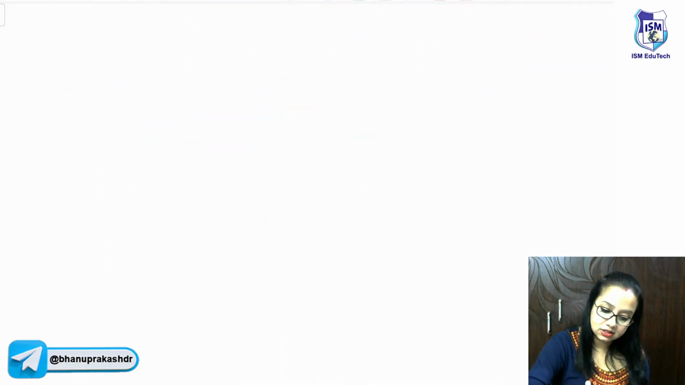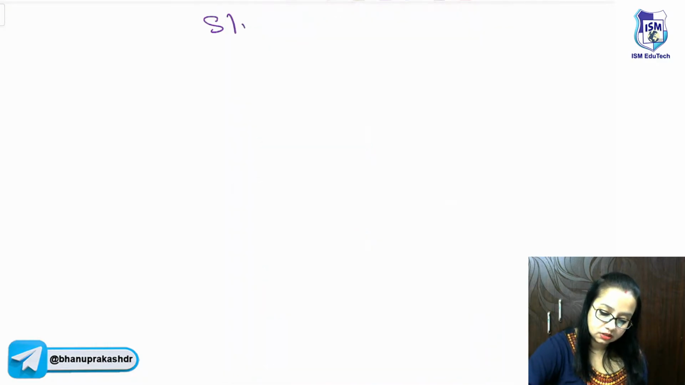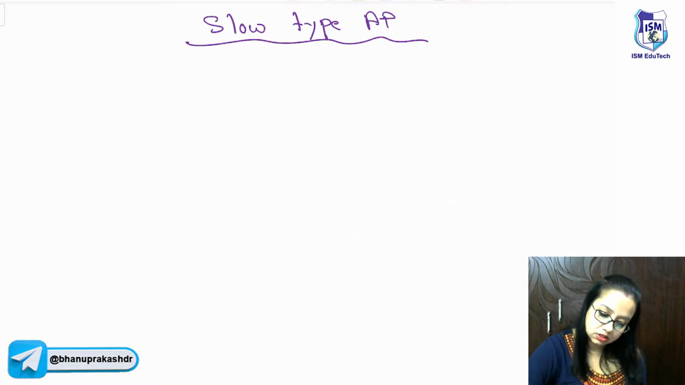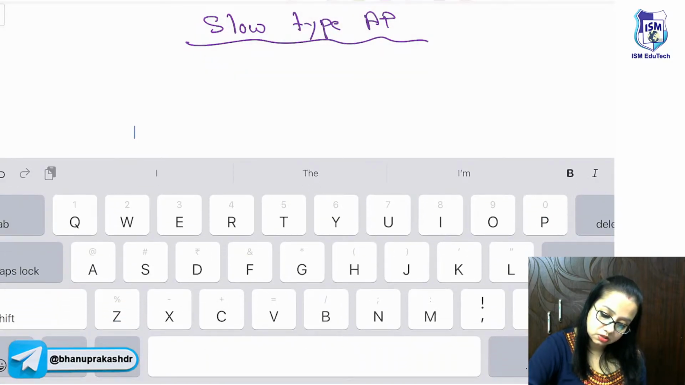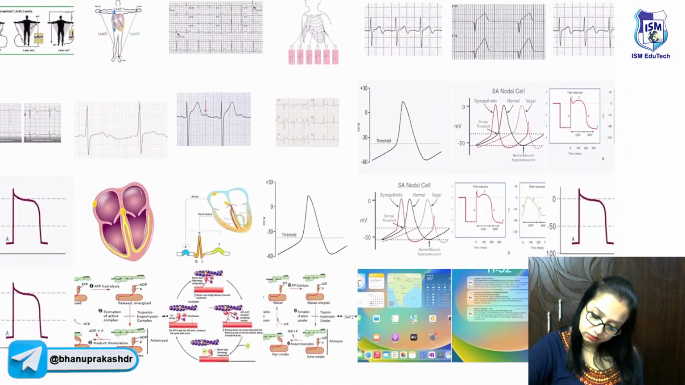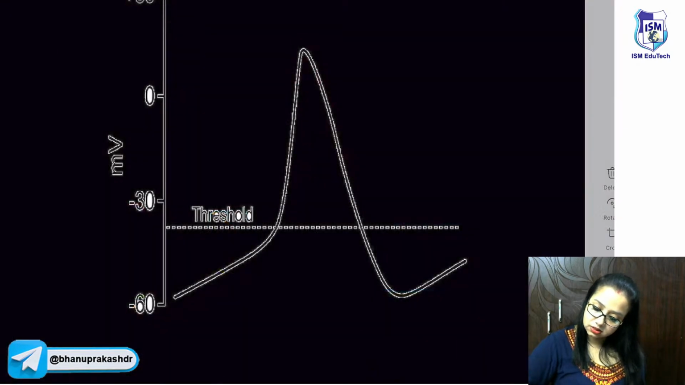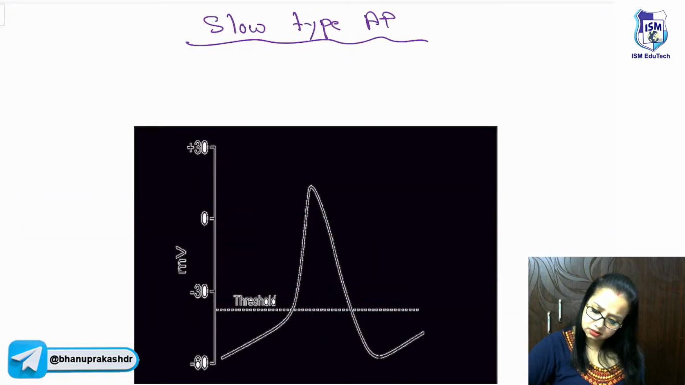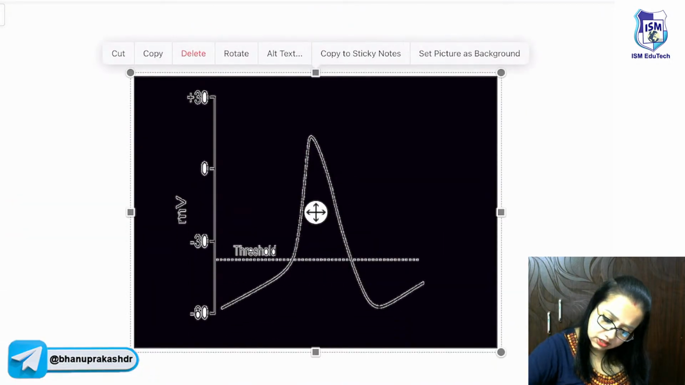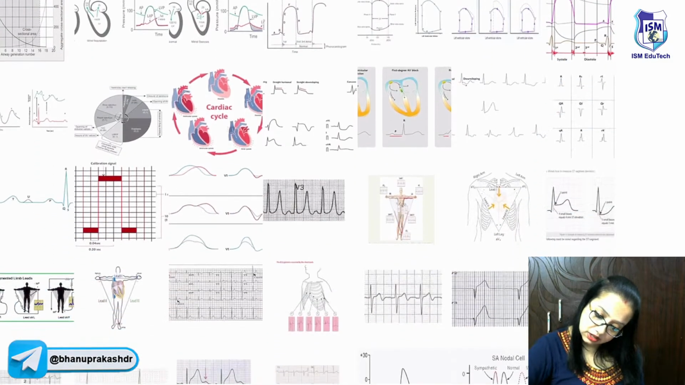The next one is the slow type response, the slow type action potential. We'll discuss the phases. Oh, I just changed the picture. This picture is not very clear. So let me select another picture.